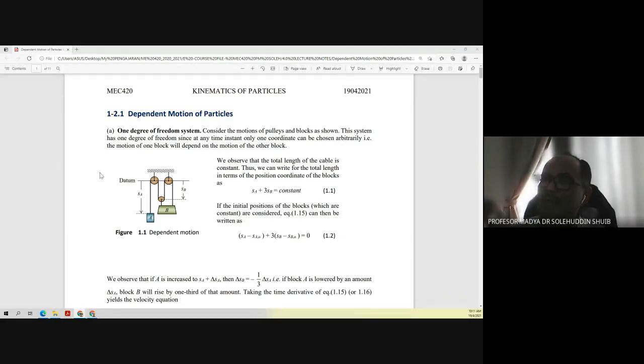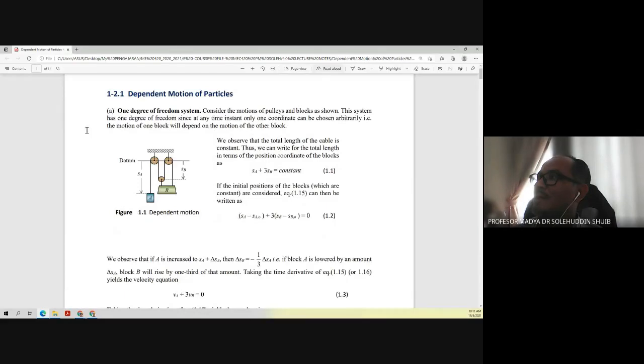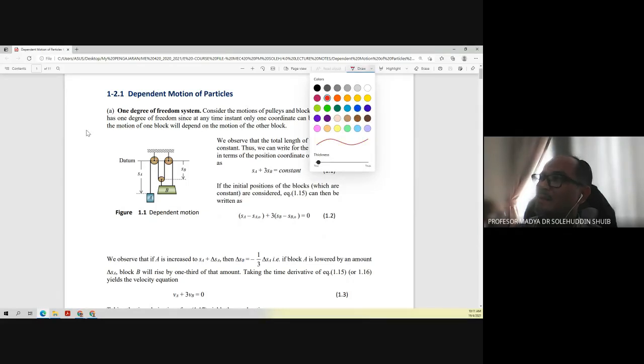Assalamualaikum and good morning. Today we are going to continue the topic of kinematics of particles, and the specific topic that we are discussing is dependent motion of particles. We're going to start with one degree of freedom, or some people say single degree of freedom.